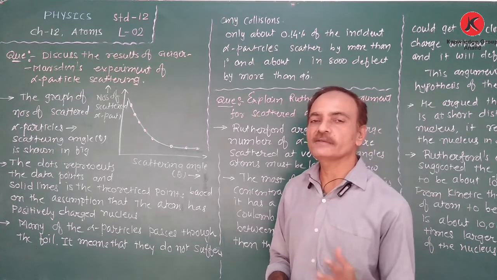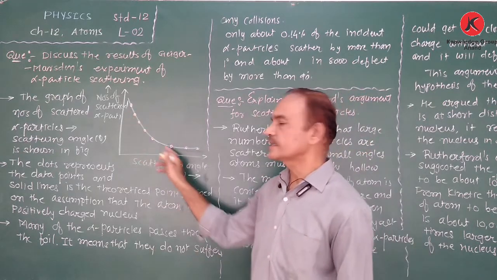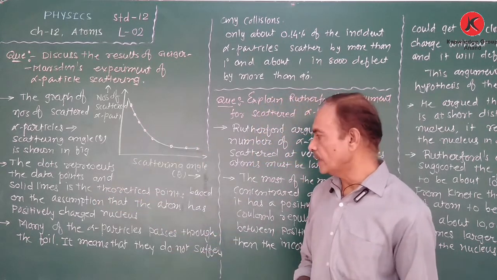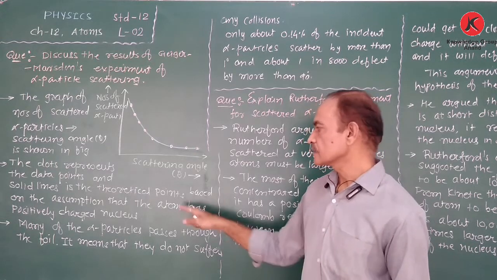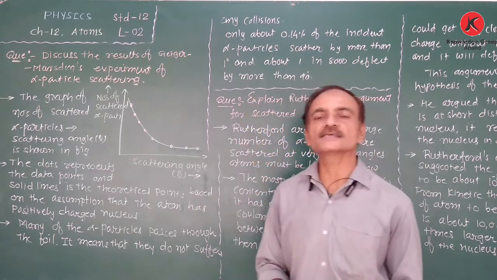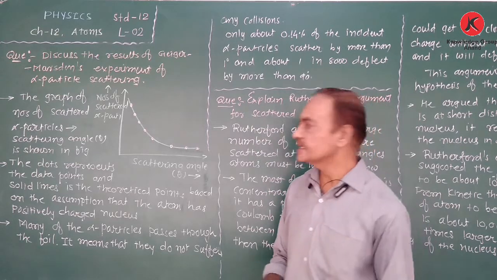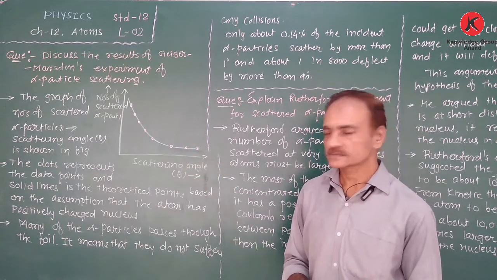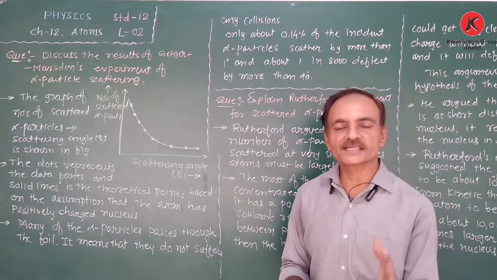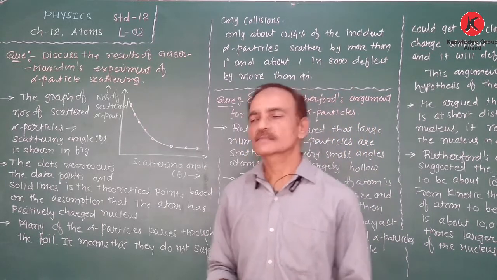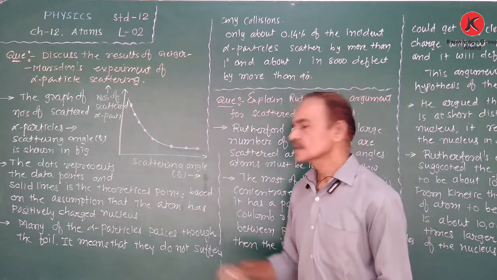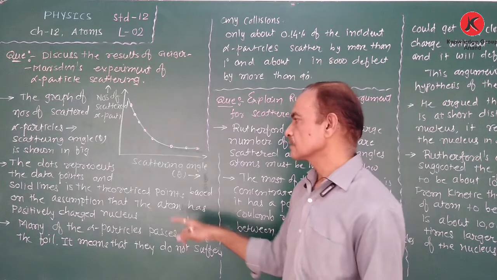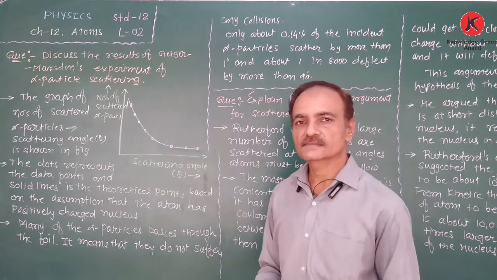The data obtained from the experiment are represented by the dots, and the curved line, that is the solid line, shows the theoretical points based on the assumption that the atom has a positively charged nucleus. Both are superposed on each other. Again, the points represent the data obtained from the experiment, and the solid line represents the theoretical points based on the assumption that the atom has a positively charged nucleus.